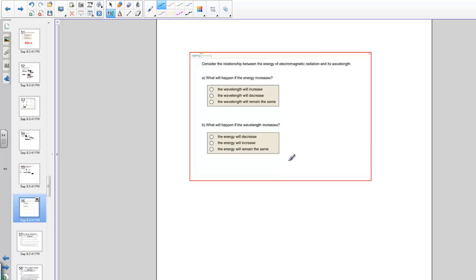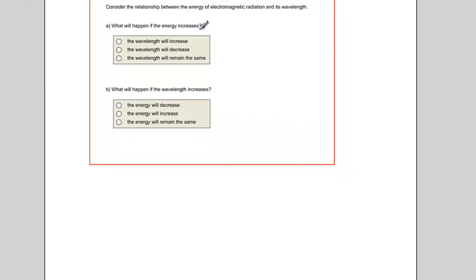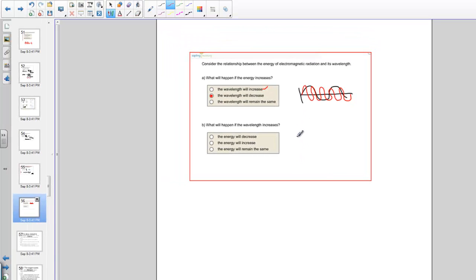Lots of sapling practice together. What will happen if the energy increases? If the energy increases, let's suppose I have, let's say, this wavelength, and all of a sudden the energy increases. That means I have now created a wave that looks like this. Did the wavelength increase? No, it actually shortened. The wavelength will decrease. A shorter wavelength is higher energy.